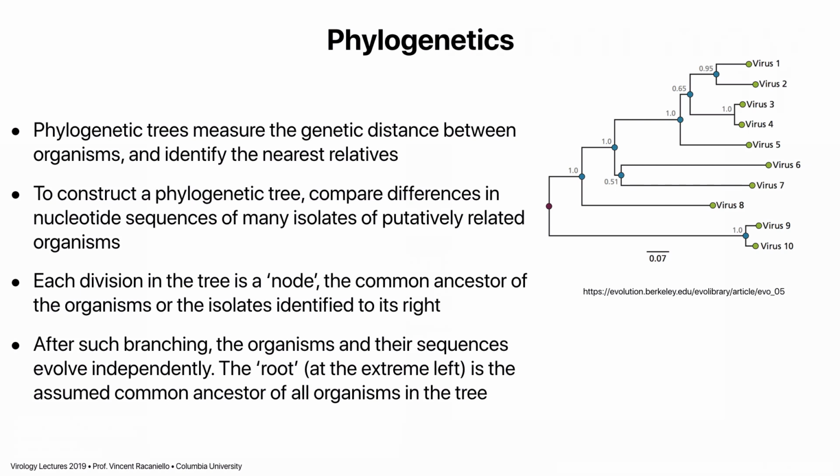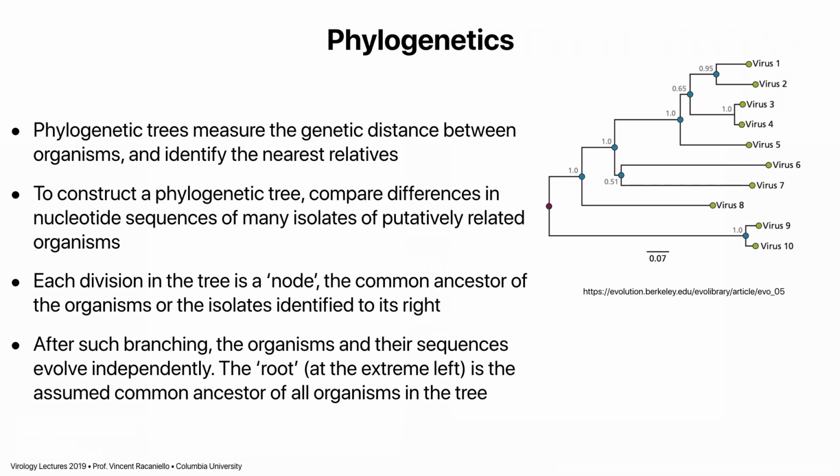Each division is a node, so these dots are nodes, which is the common ancestor. So this blue node would be the ancestor of the two viruses on the right. Often we don't have the ancestor, it's implied. So that blue dot is the common ancestor of viruses 1 and 2. And we can go all the way on. We can compare all 10 of these viruses and make common ancestors to specific groups until we get all the way to the left. And that's the root of this tree, which would be the assumed common ancestor of all the viruses here that we see.